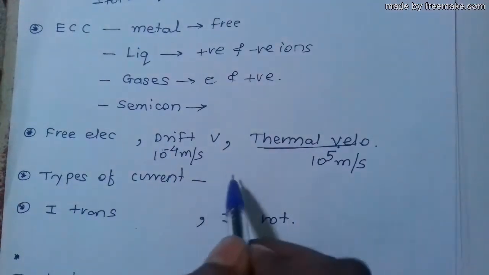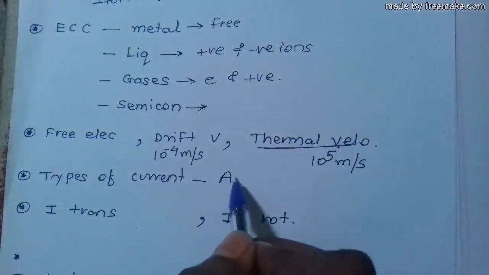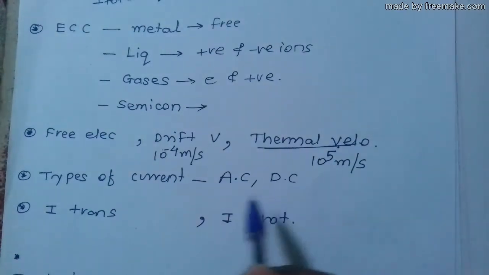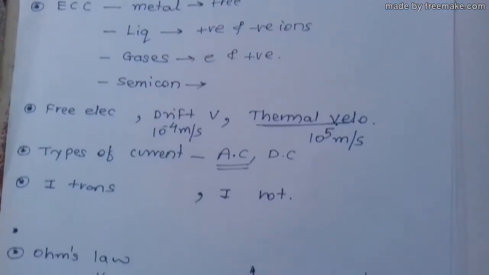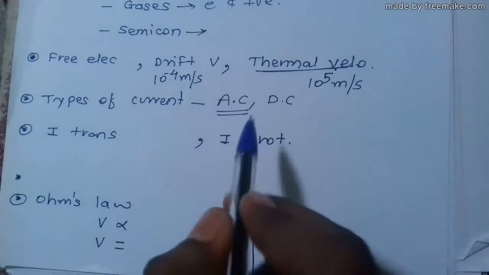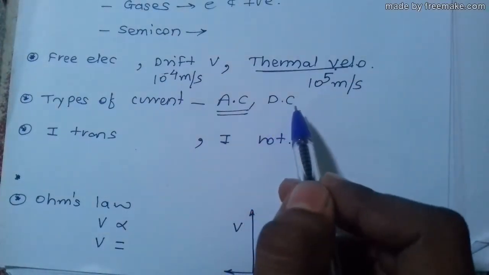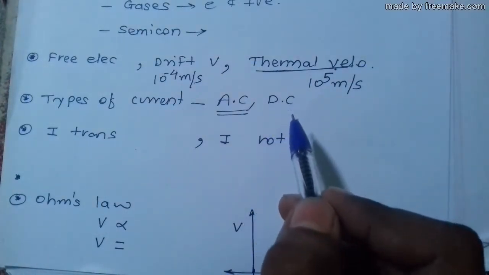Okay. Then types of current. There are two types of current: alternating current and direct current. In alternating current, the direction of current changes periodically. In direct current, the direction of current is always the same.